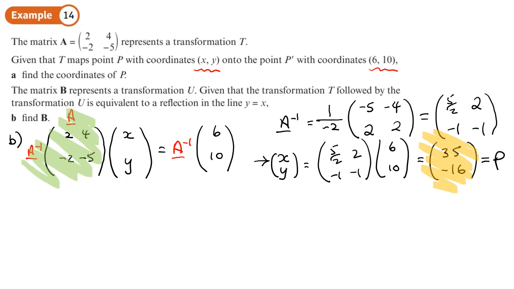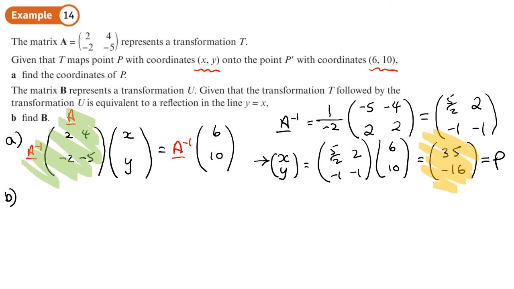Now why did I call that part B? I don't know. Let's call that part A. Now let's move on to part B. It says the matrix B represents a transformation U. Given that the transformation T followed by U is a reflection in the line y equals x, find B.